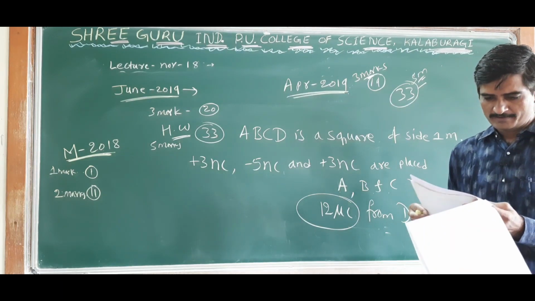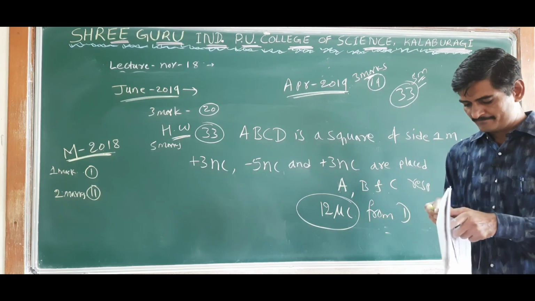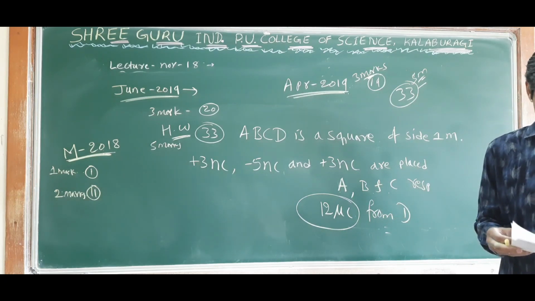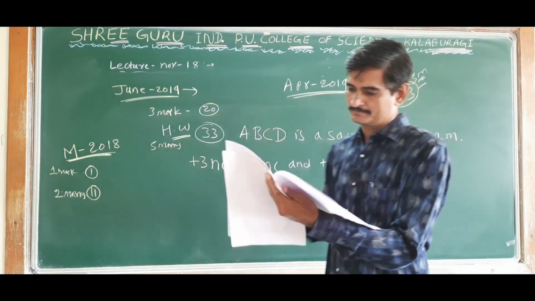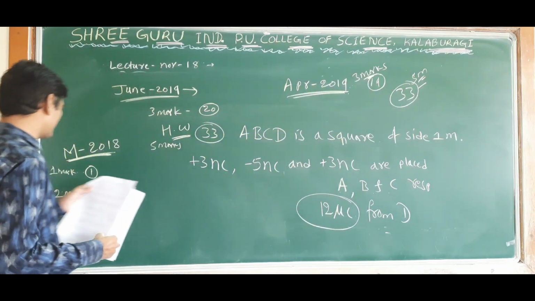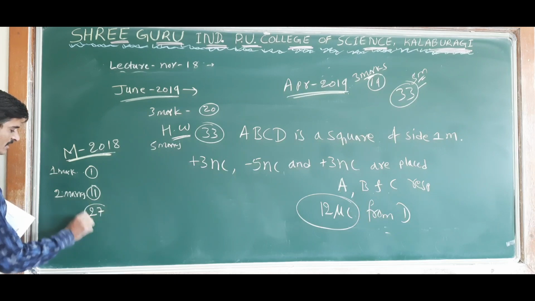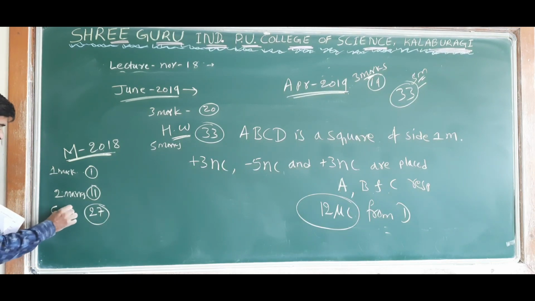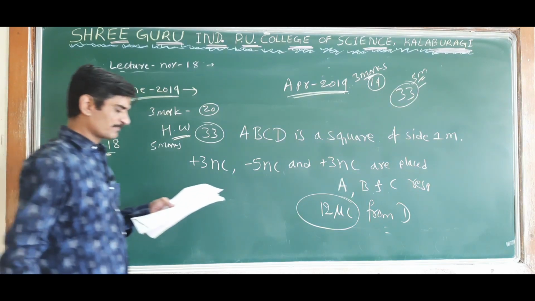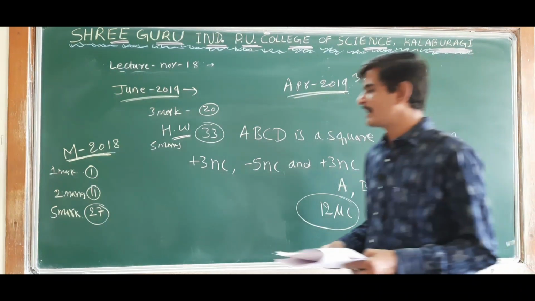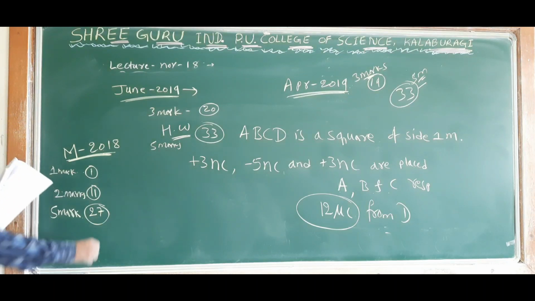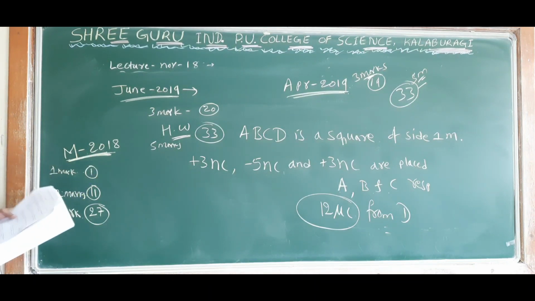Next, in the same question paper, question number 27, March 2018 only. Question number 27, 5 marks. Read the question. Define electric potential due to a point charge.